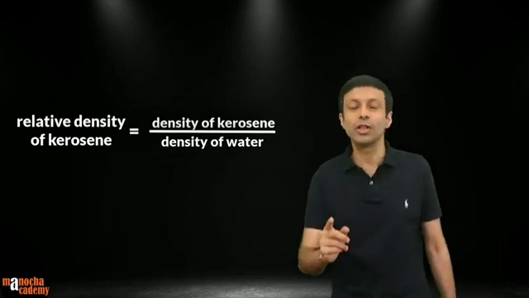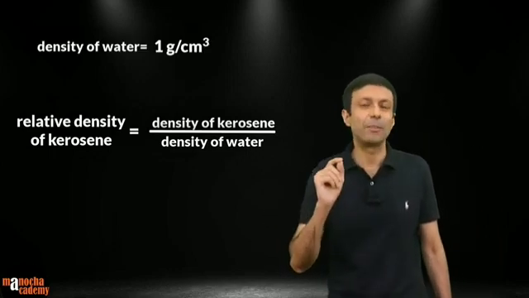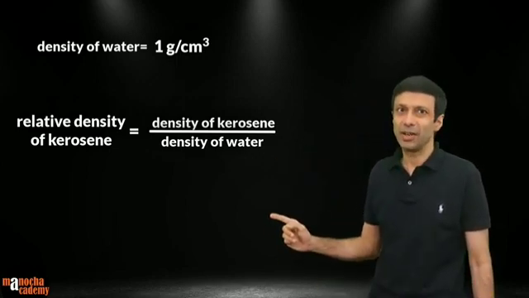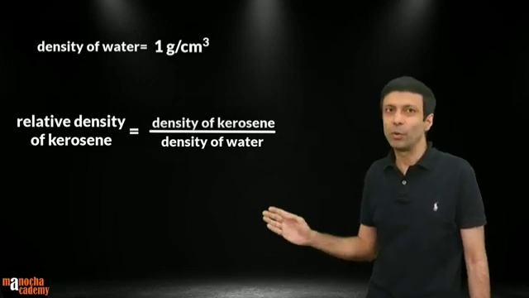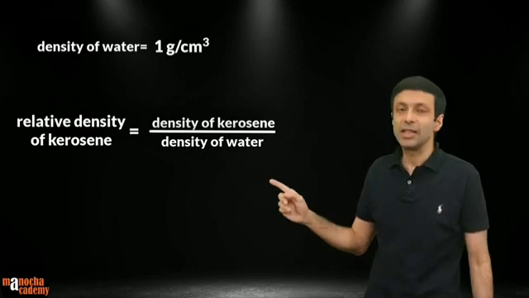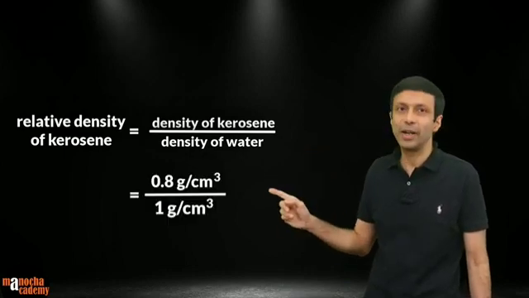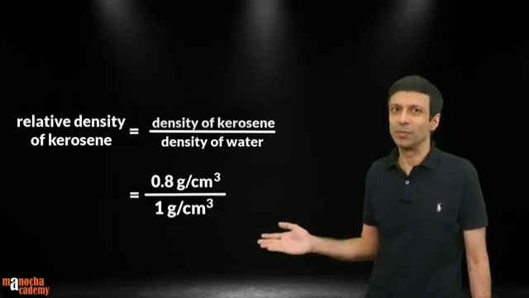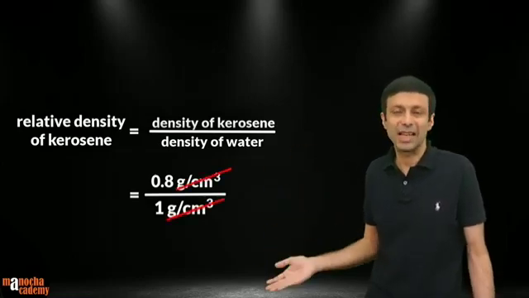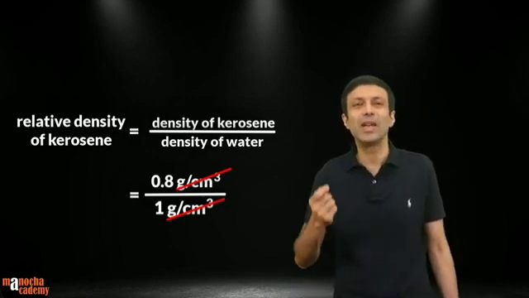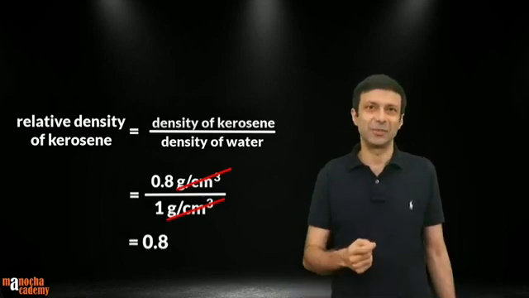Now the density of water you should substitute as 1 gram per centimeter cube because we are using CGS units, right? So either use CGS units for both densities or SI units. So here our relative density of kerosene is going to be 0.8 gram per centimeter cube divided by 1 gram per centimeter cube. And gram per centimeter cube gets cancelled. So finally the relative density of kerosene is simply going to be 0.8.